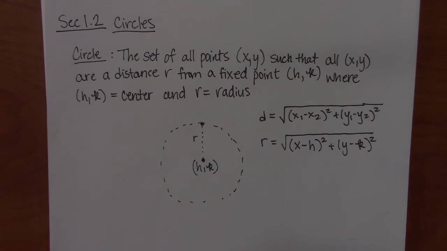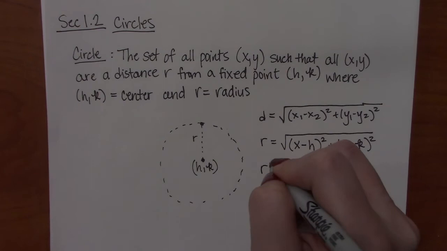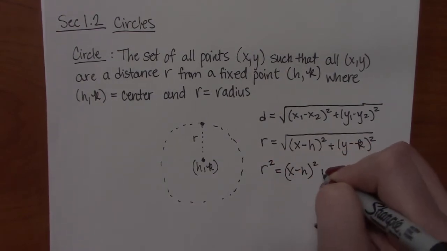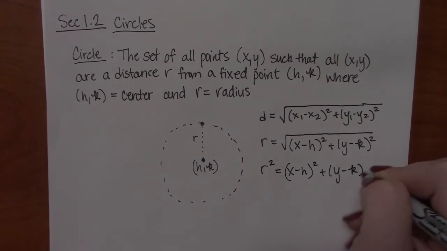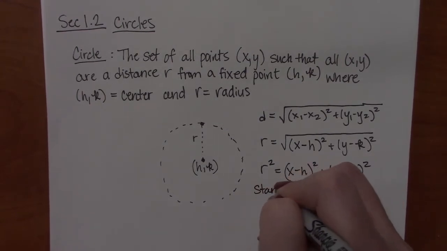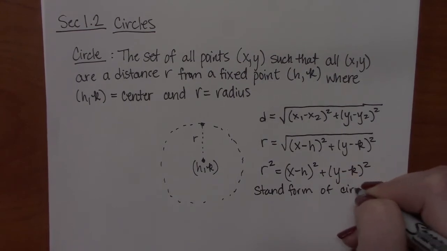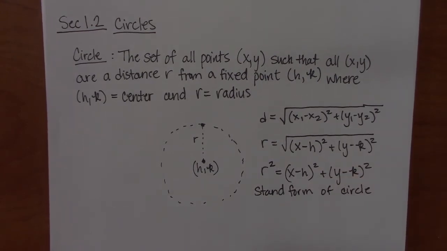So that's a really ugly equation. We don't really like to have square roots if we can help it. So if I want to get rid of that square root, I simply square both sides of the equation. So now this is the standard form of a circle.